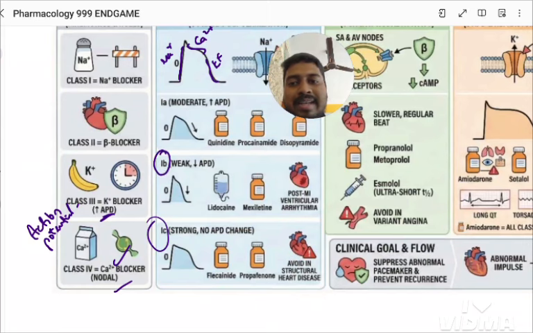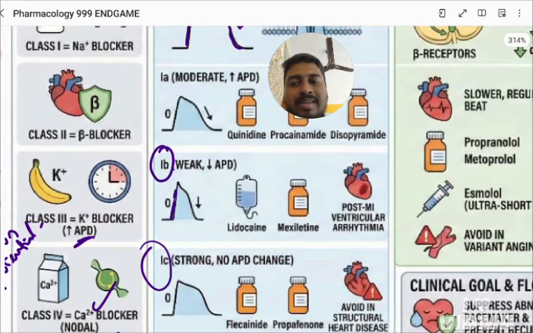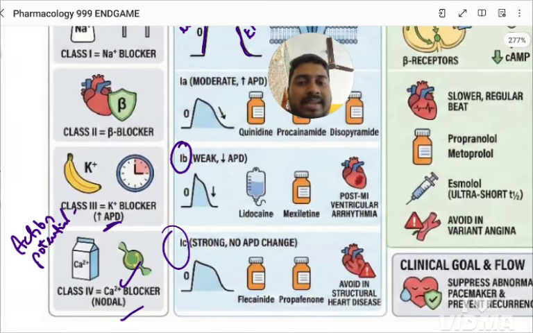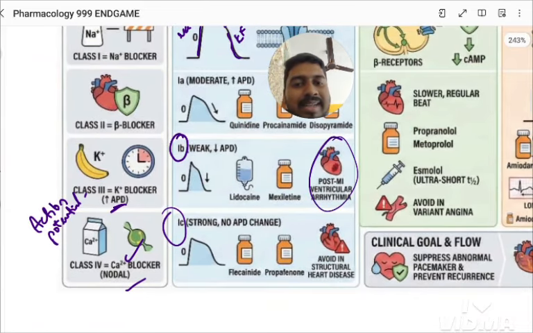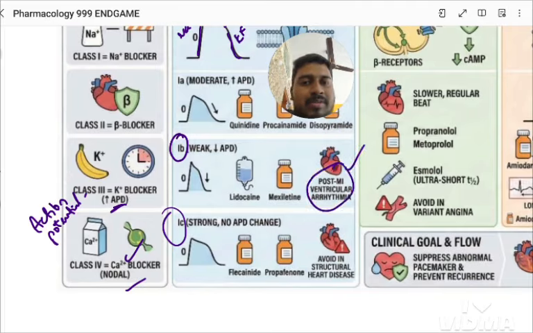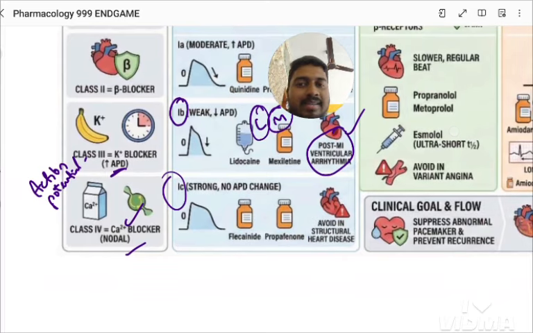Next is 1B, where there is a weak sodium channel block. So this is weak, and it will shorten this repolarization duration also. So you will have a very small phase of the cardiac action potential. And this is mainly seen in ischemic tissues, like after MI. So that's why these drugs are also used in post-MI ventricular arrhythmia. It specifically goes into those infarcted tissues and blocks conduction in those tissues. So we have lidocaine and mexiletine, so LM, lidocaine and mexiletine is for 1B.